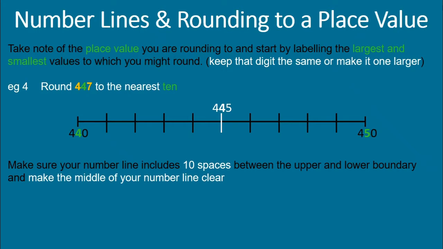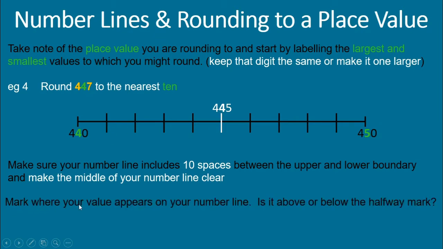Now, the middle of my number line is perfectly between the lower bound and the upper bound. It's easiest to start by looking at your lower bound, 440, and think next to the tens position, which I'm rounding to, the middle value would be 5. The middle of 10, half of 10, is 5. So the number in the middle of my number line is the same as the lower boundary, but next to the place value we're rounding to, we'll put a 5, so 445.